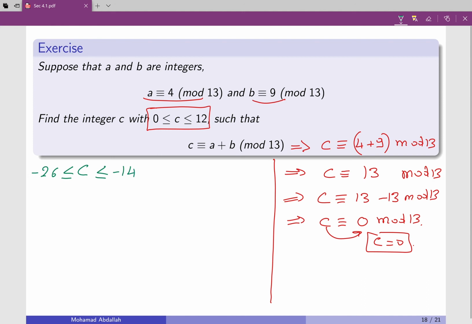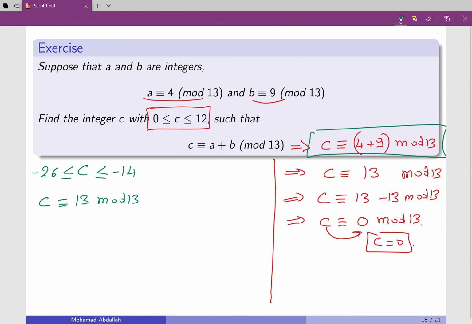Okay, I can do that. So what's going to happen is that thing. I'm going to start from here. C is congruent to 4 plus 9 mod 13. So this means that C is congruent to 13 mod 13. And then I will subtract 13s or multiples of 13s.